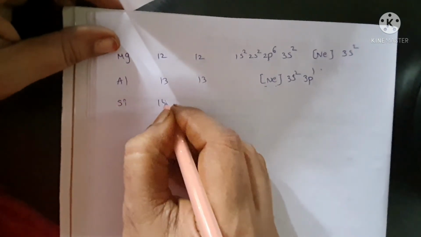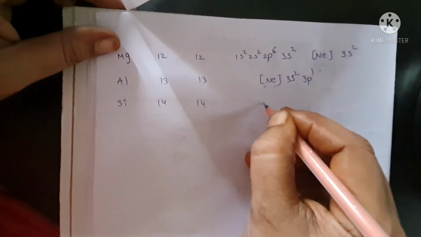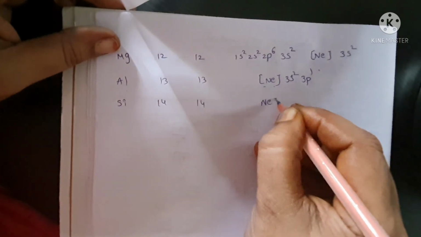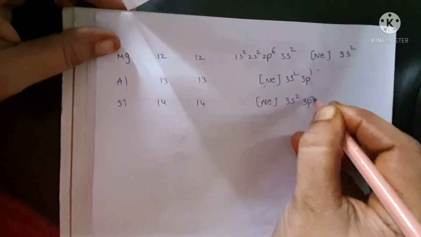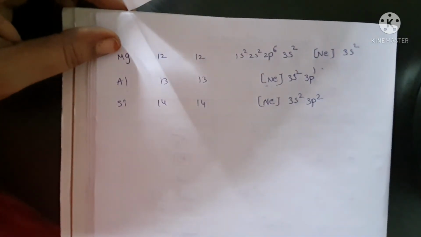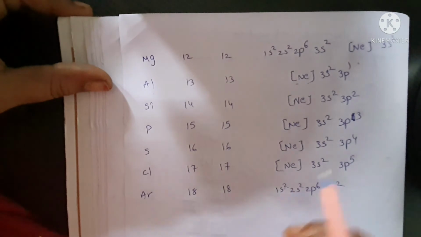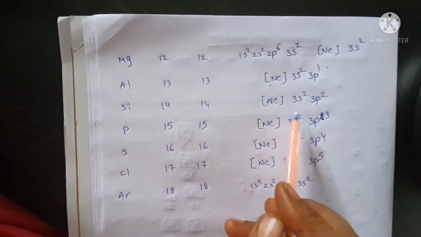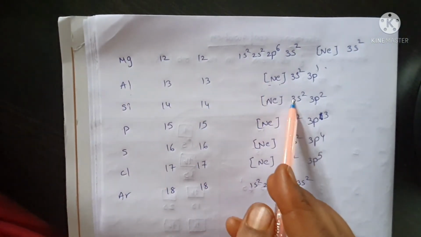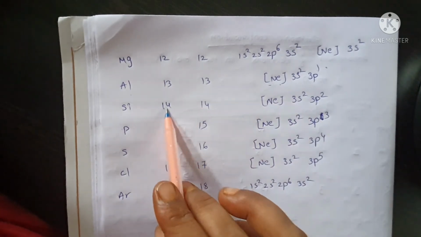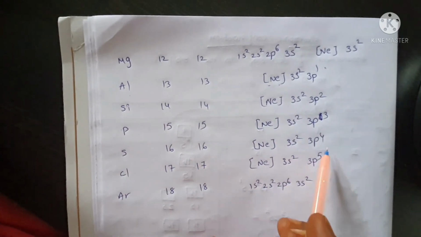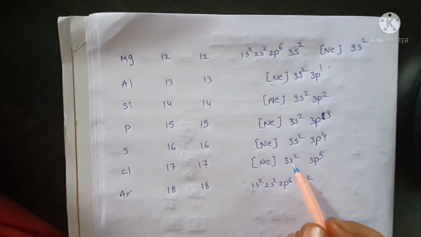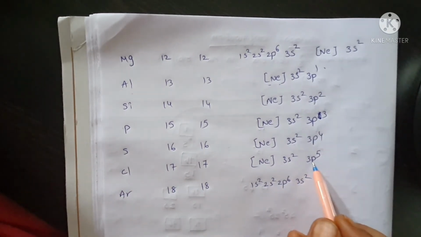Like this we will write up to 3s2 and 3p2. So for silicon, 1s2, 2s2, 2p6 and 3s2, 3p2. The atomic number is 14. For phosphorus, 3s2 and 3p3. For sulfur, 3s2 and 3p4. For chlorine, 3s2 and 3p5.